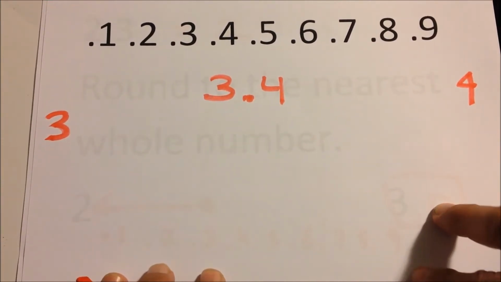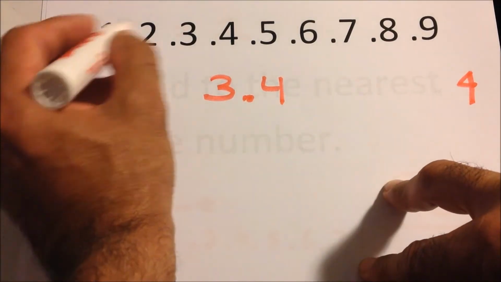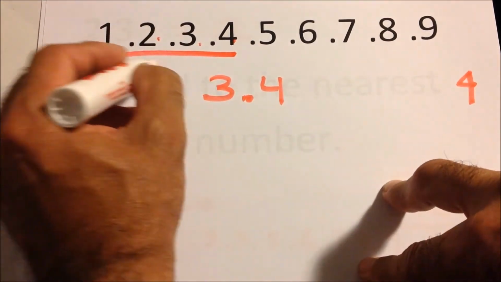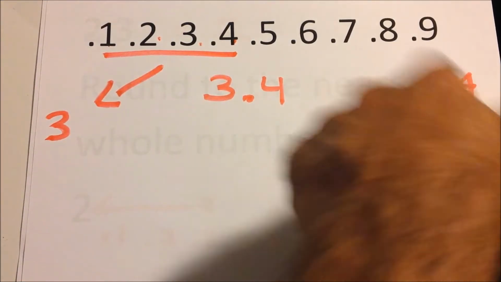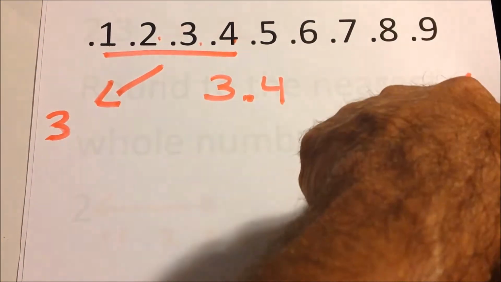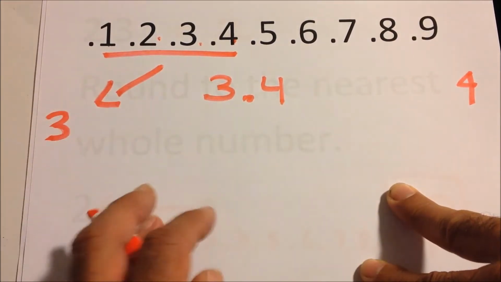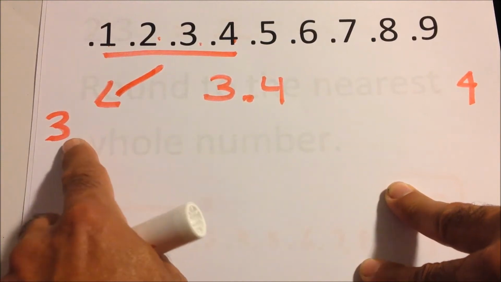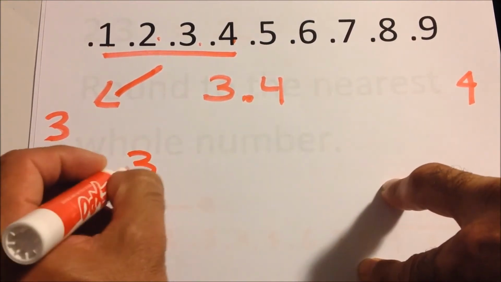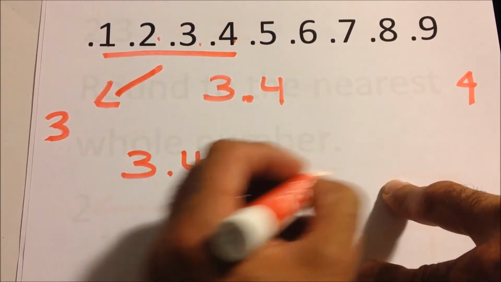So what is it closer to? What do you think? Well, from 3, it's 1, 2, 3, 4 away. It's 4 away from 3, but it's 6 away, 1, 2, 3, 4, 5, 6 away from 4. So it's closer to 3. So you would round down. If I say round to the nearest whole number, you would get 3.